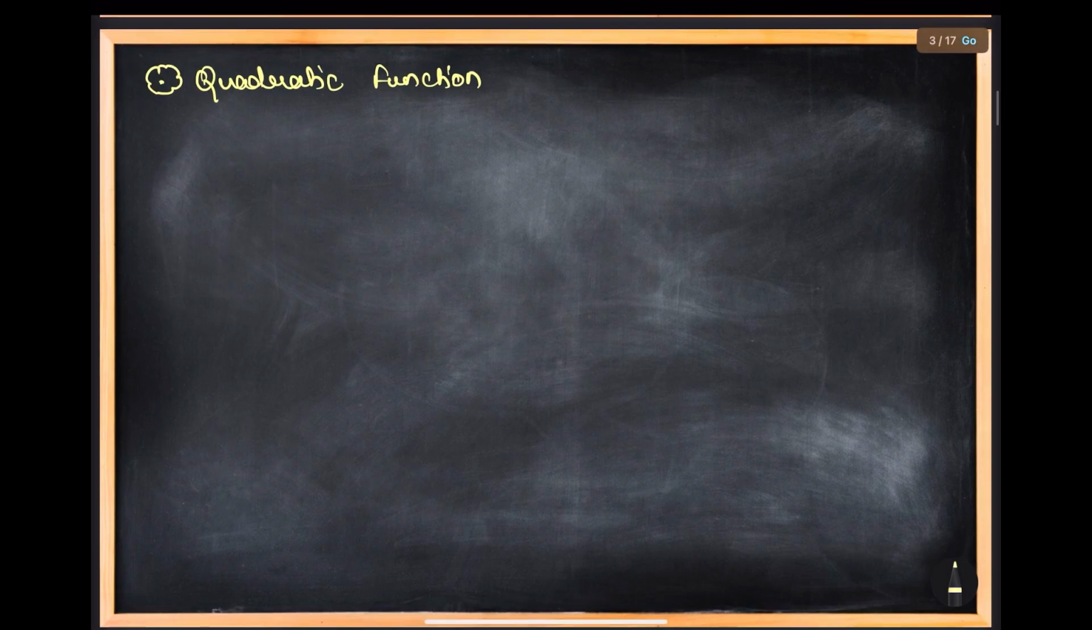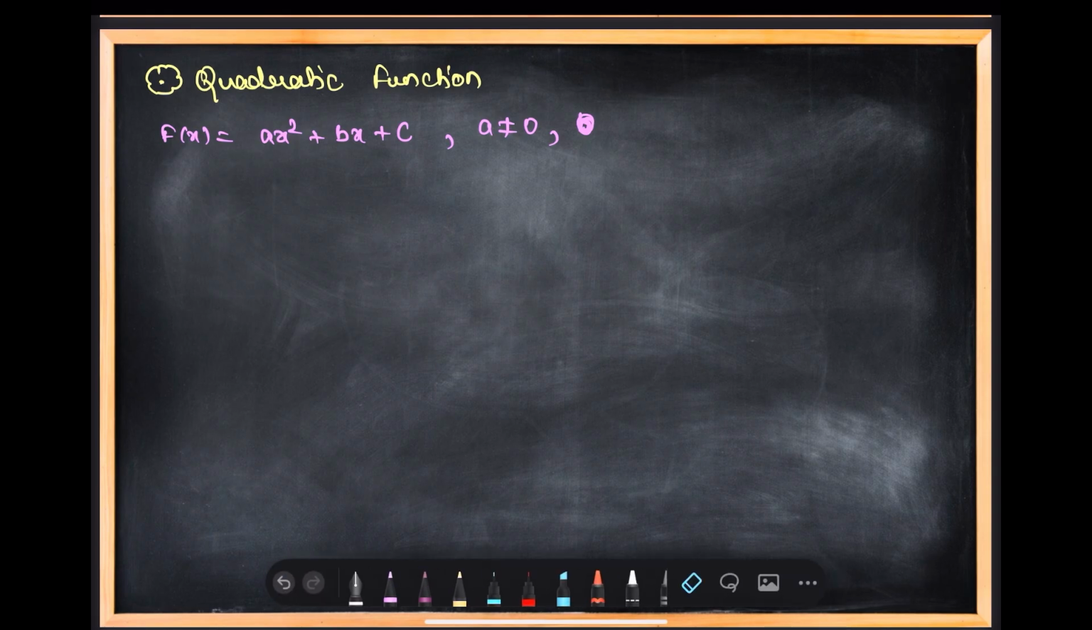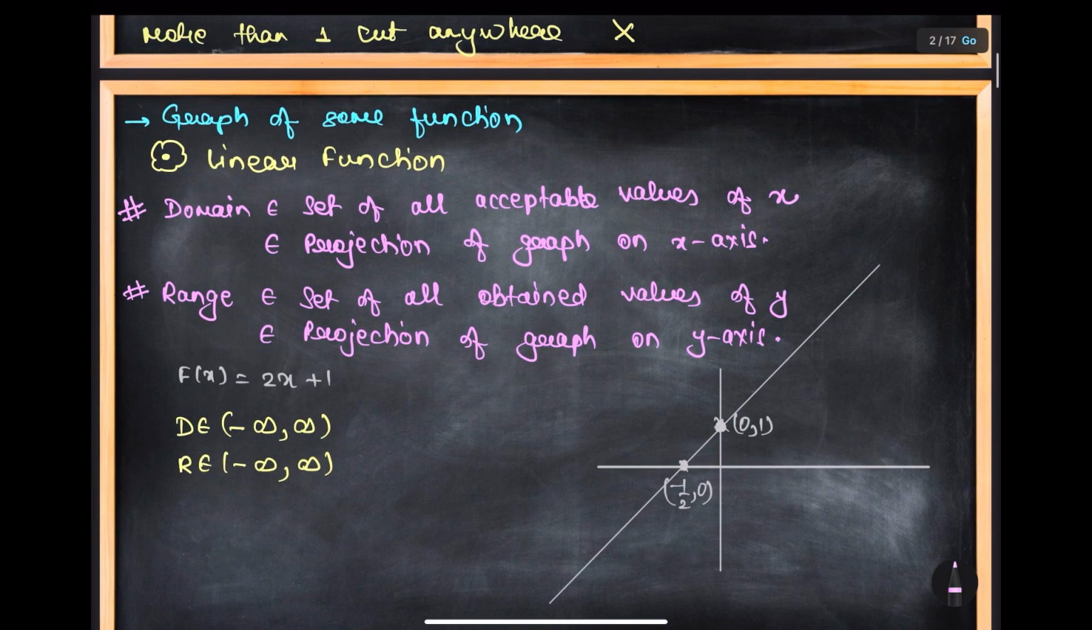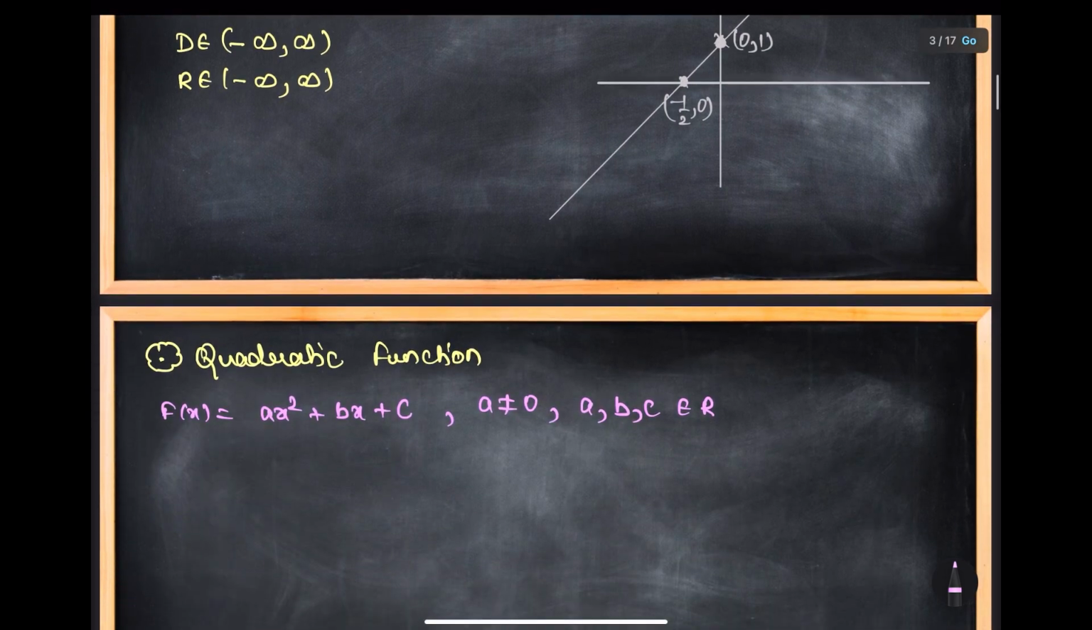Now we have the quadratic function. So look at this. Your quadratic function will carry this. Suppose that you have f of x equals ax square plus bx plus c, a is not equal to 0, and a, b, c belong to real numbers. Here also you can put this restriction: a cannot be 0, and a, b, c will be real numbers. So a cannot be 0 because if a is 0, this thing will become a constant function. Okay, this is your quadratic.